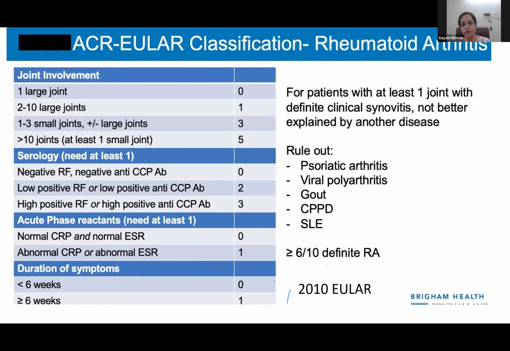Just remember the first case which I discussed, the young male who had rheumatoid arthritis. He was fulfilling the criteria of rheumatoid arthritis. If you can go back to that case, he definitely had inflammatory arthritis with RF and anti-CCP positive, his ESR and CRP were raised, and he had symptoms for more than 6 months. This is a classification criteria, and you have to look at the score. If the score is more than or equal to 6, the patient has definite RA. But again, you have to rule out multiple other conditions to label patients as rheumatoid arthritis.